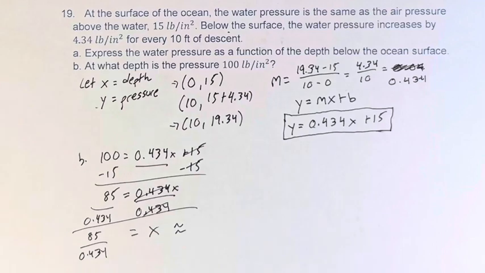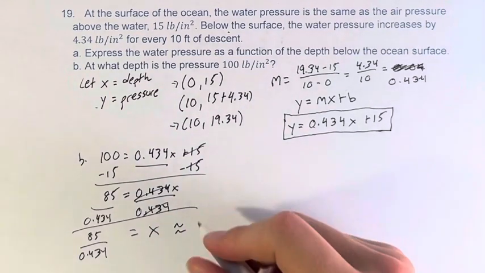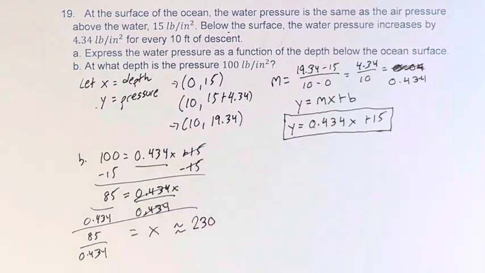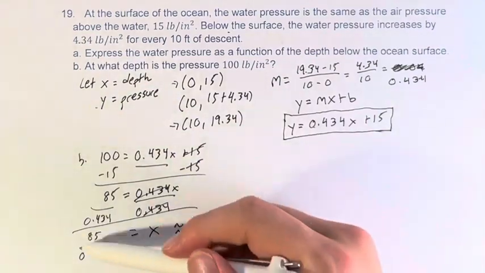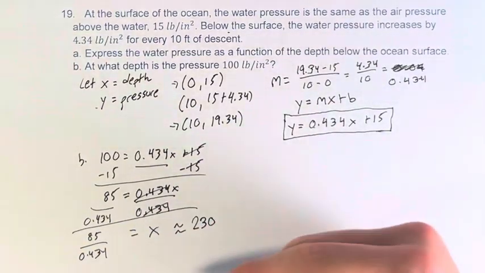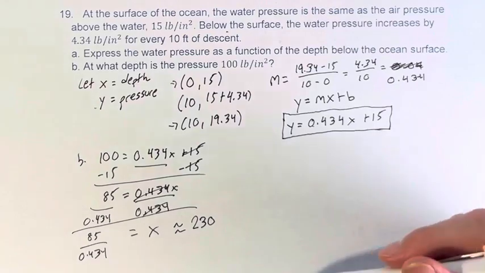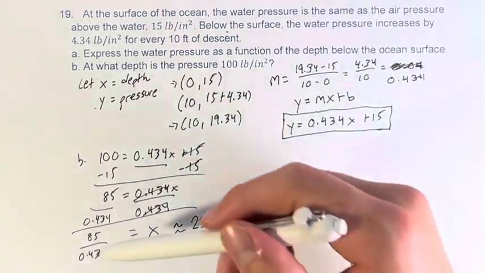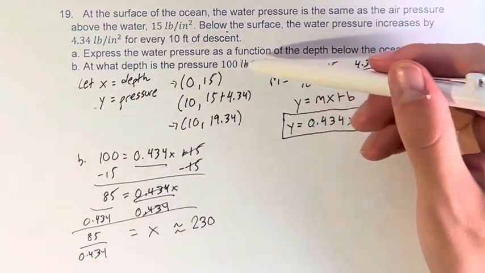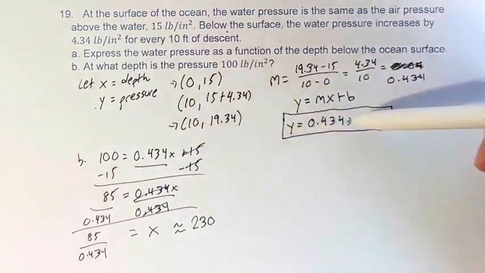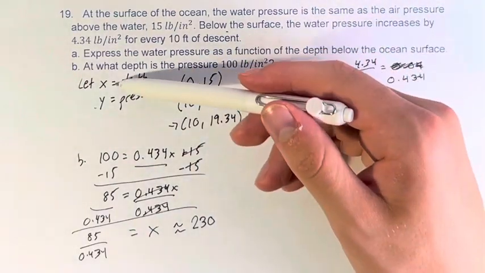This is roughly 230 if I had to guess. I don't have a calculator on me, but it's somewhere in that range. When you're actually solving this problem, obviously, just find the actual value. But this is the exact depth when the pressure is 100 pounds per square inch, given by this function, which is representing the water pressure at every depth.